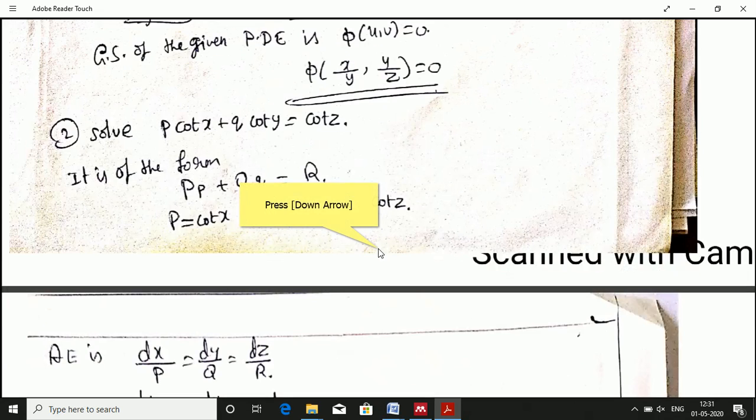One more problem. Solve p cot x plus q cot y is equal to cot z. It is also of the form Pp plus Qq is equal to R. By comparing, P is equal to cot x, Q is equal to cot y, R is equal to cot z.